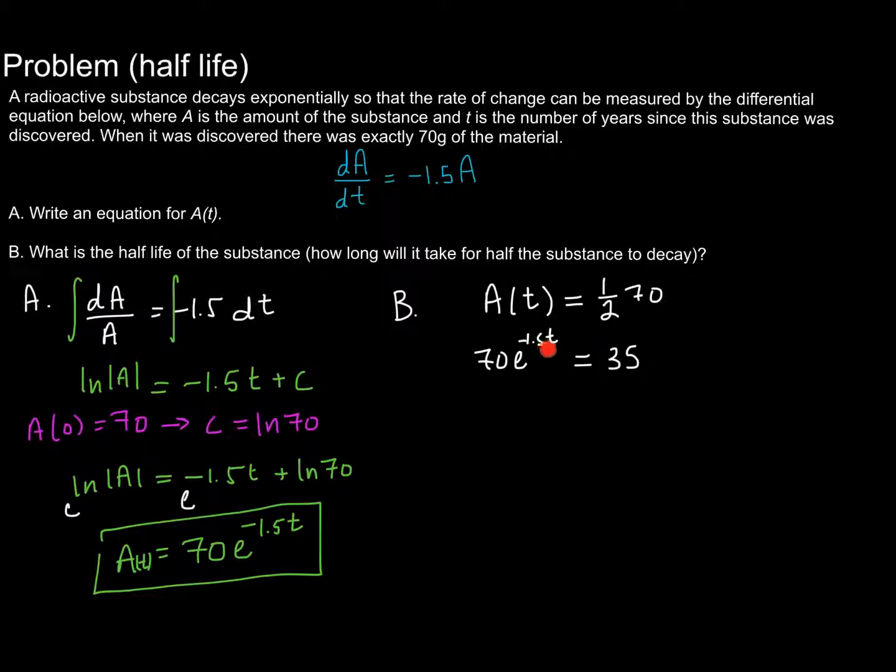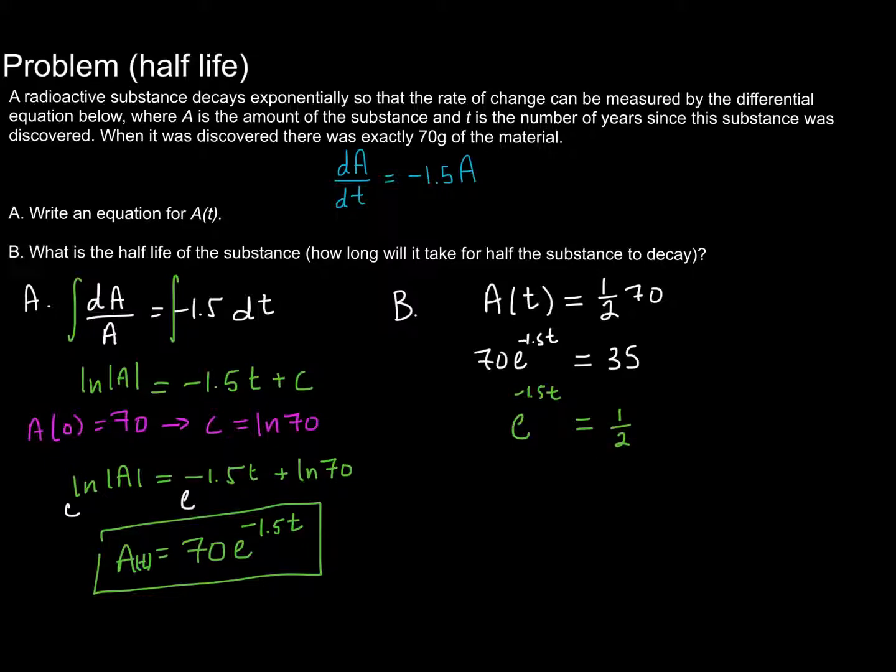This will allow me to solve for the t value that will cut the amount of substance I have in half. Go ahead and solve this on your own. We'll take a look at the solution together. So first move I'm going to make, I'm going to divide by 70 on both sides. This leaves me e to the negative 1.5t equals 1/2.